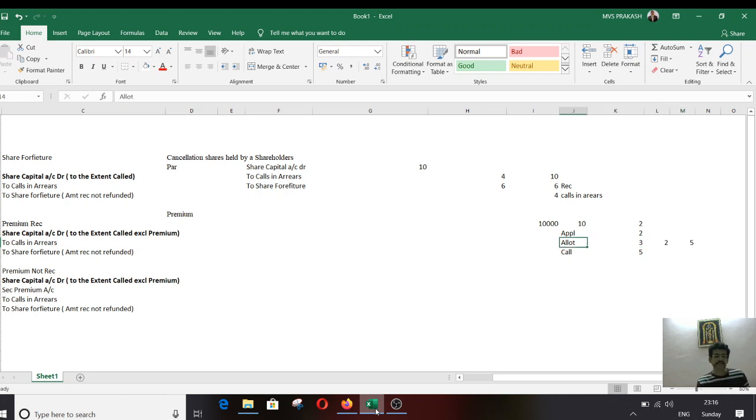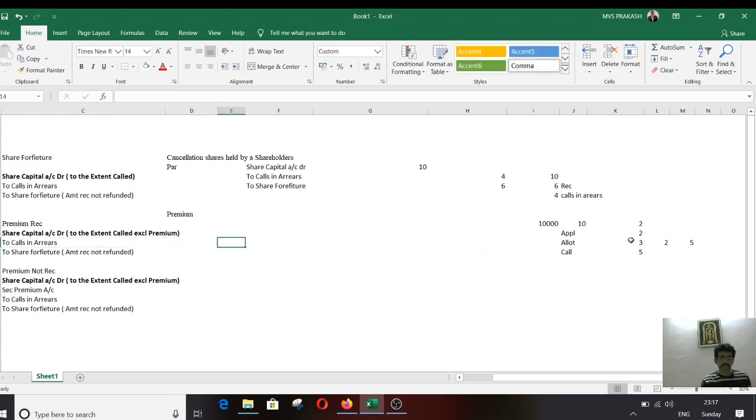Now let us take two cases for this example: where premium money is received, and where premium money is not received. Premium money received means there is no failure in your allotment, because the premium is received along with the allotment. Whenever the shareholder pays the allotment money, he is paying the premium also. So I cannot debit securities premium.